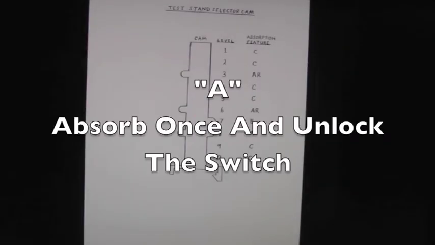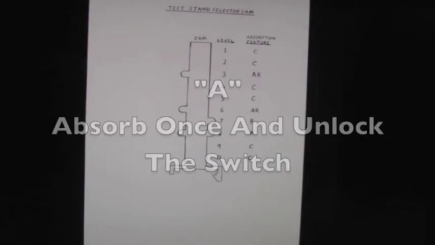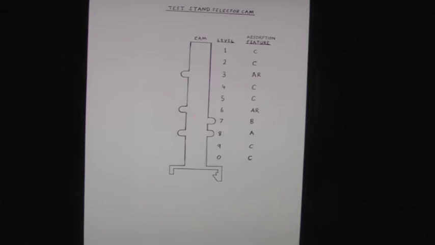Now let's take a look at the A feature, which is absorb once and unlock the switch. This feature is used to process a first digit received that must be dialed for proper routing of the call, but is itself absorbed by the switch. Then for the second digit received, it provides an override to all digit absorbing features and allows rotary hunting to occur on all levels. This feature is activated when both the left and right normal post springs operate.